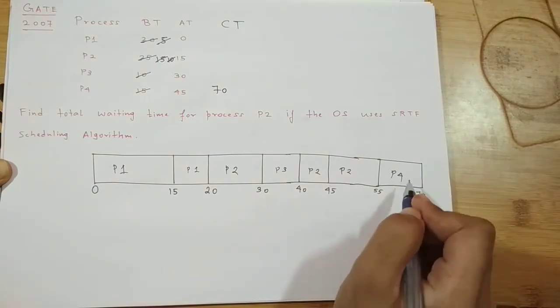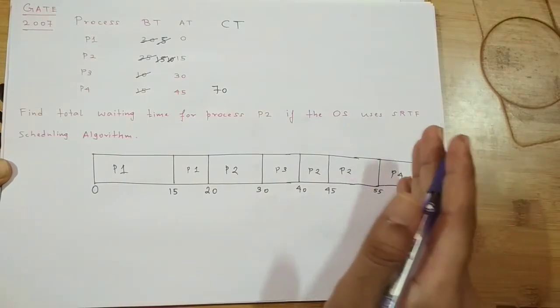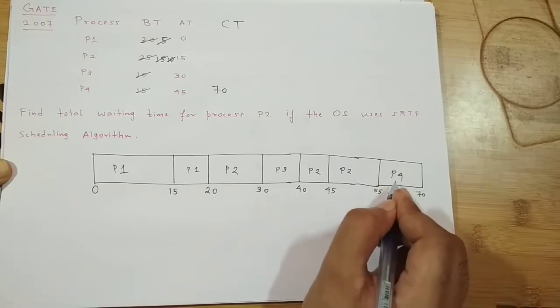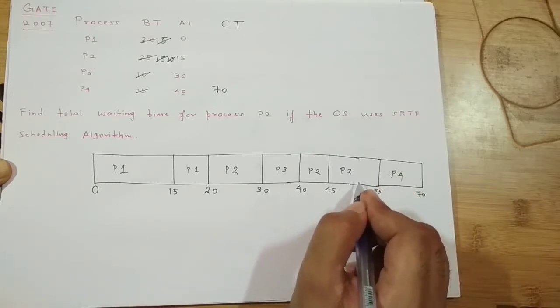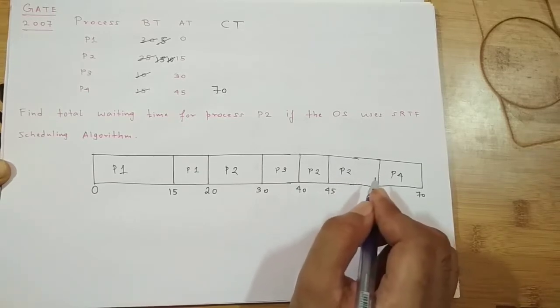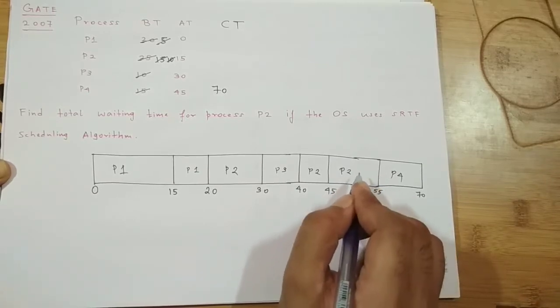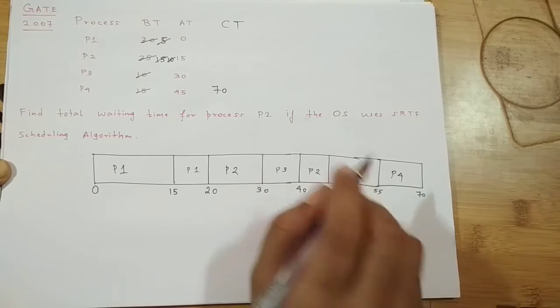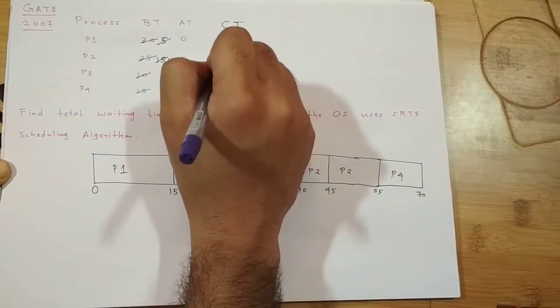I hope I'm making sense. Now again, continuing the scan from right to left. Now after crossing the P4 slot, I encounter a slot of P2. And I realize that I haven't seen a slot of P2 as of now. So this is the first time I've encountered this time slot of P2. And the time slot is getting over at 55. That means the completion time of P2 is 55.